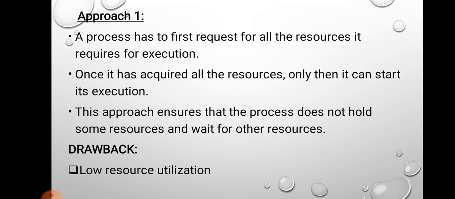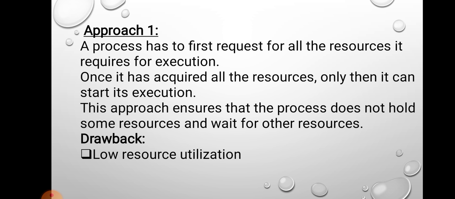Because the resources are unused for a longer period, the drawback here is low resource utilization. Got it? So what is approach 2 for hold and wait?